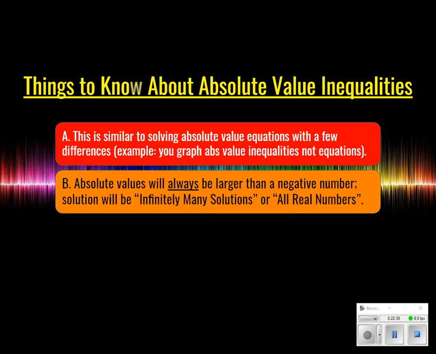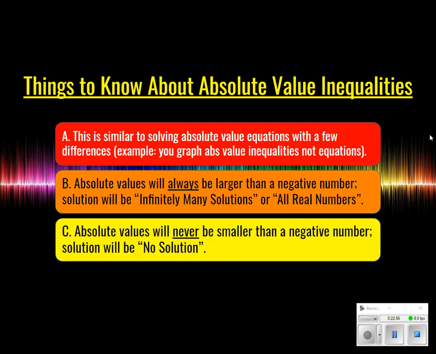Absolute values will always be larger than a negative number. So the solution will be either infinitely many solutions, or all real numbers, and those mean the same thing. So you can use those interchangeably. Absolute values will never be smaller than a negative number. So if you do notice that you've got negative numbers, you need to pay attention to the signs. So they're always going to be larger than negative numbers and never be smaller than a negative number. If it's smaller than a negative number, it's going to be no solution.